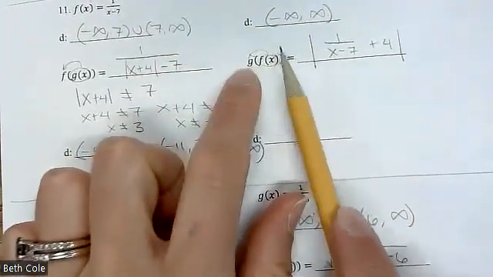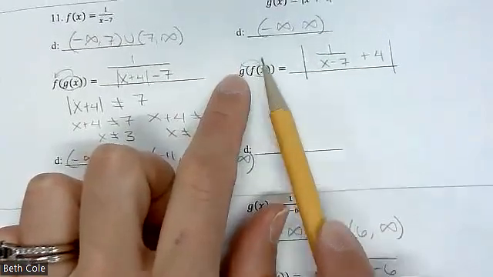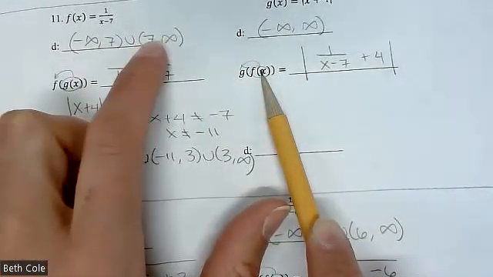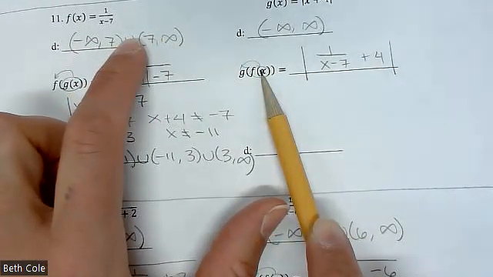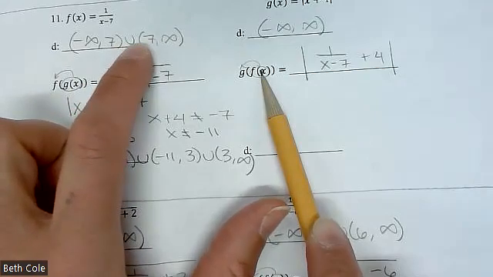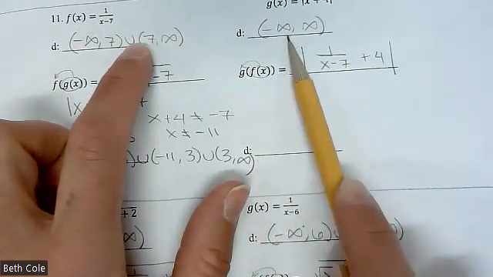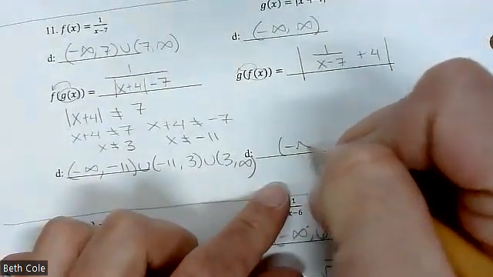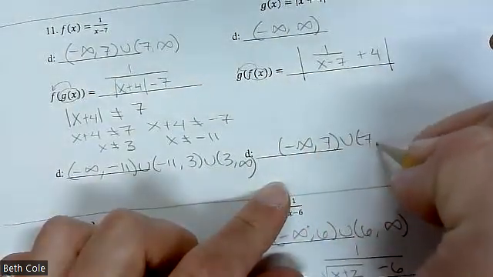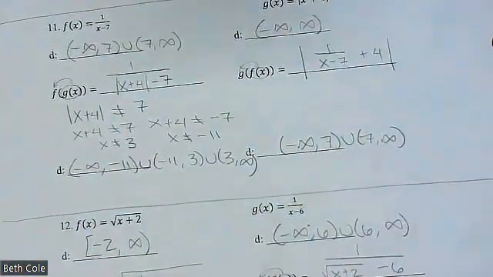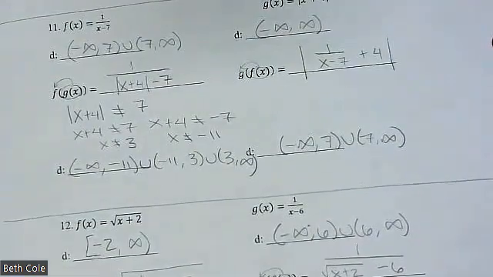Which is the inside function here? F. Does F have a restriction? Yes. What does that mean? Keep it. Does G have a restriction? No. So that's your answer. Yeah, G was like, I'm good. I don't have any problems. Anything goes. No rules.